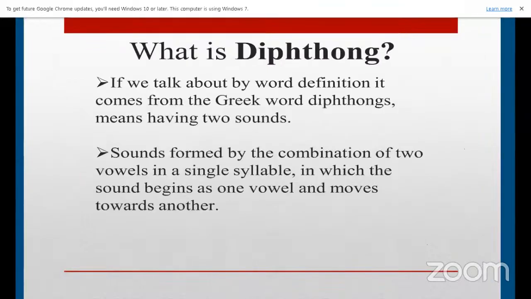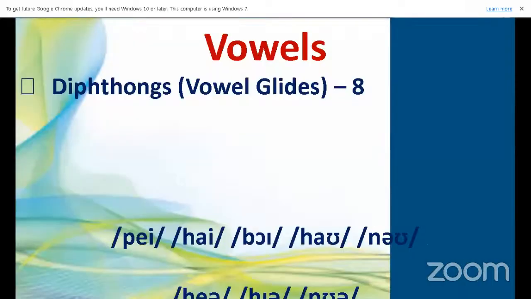Right. Now coming to the diphthong. By word definition, it comes from the Greek word diphthongs, meaning having two sounds. These are sounds formed by the combination of two vowels in a single syllable, in which the sound begins as one vowel and moves towards another. That is called a diphthong. They are also called gliding vowels, or vowel glides. They are 8 in number.